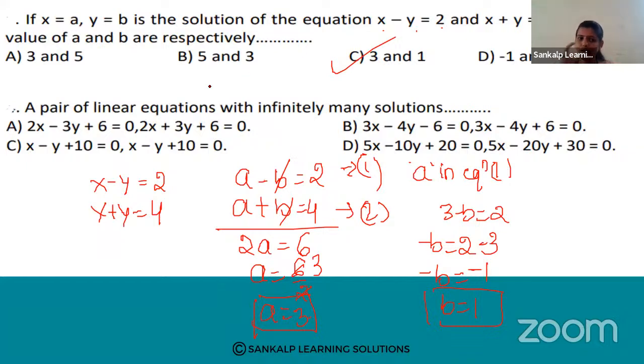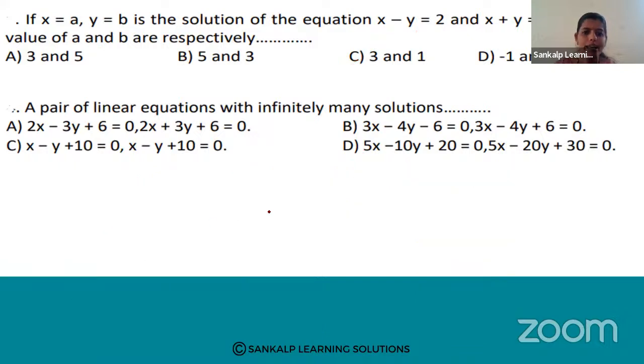Next, a pair of linear equations with infinitely many solutions. So when you will get infinitely many solutions? A pair of linear equations with infinitely many solutions. So for that, we need to compare all the ratios. When you solve and check all the equations, you will understand. First we want infinitely many solutions. When you will get infinitely many solutions? When both the lines are coincident, then you will get infinitely many solutions.